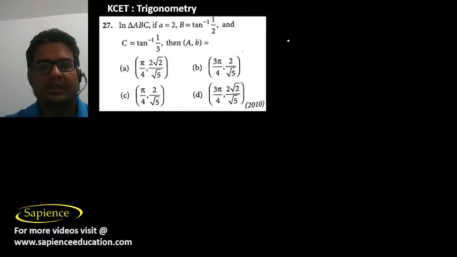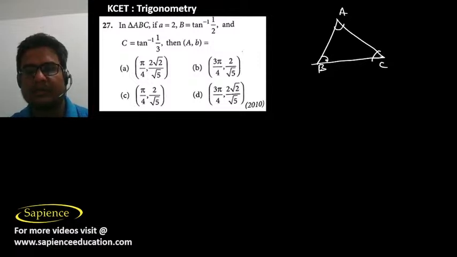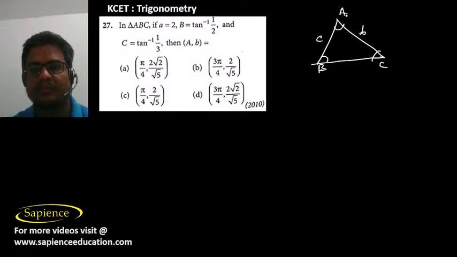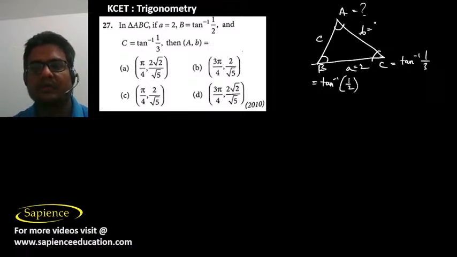Then it is told that in triangle ABC, a equals 2, B equals tan inverse 1/2, and C equals this, then a and b are what? Okay, so there is a triangle ABC. This is angle A, this is angle B, this is angle C, and the side opposite to angle B is b, side opposite to C is c, side opposite to angle A is a. So now a is equal to 2, it is told, and angle C is tan inverse 1 by 3, and angle B is tan inverse 1 by 2, and we have to find a and we have to find b.